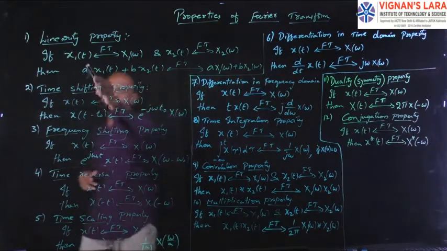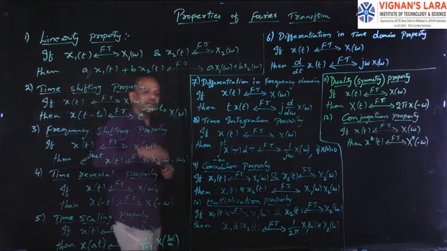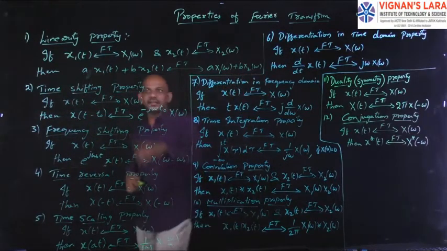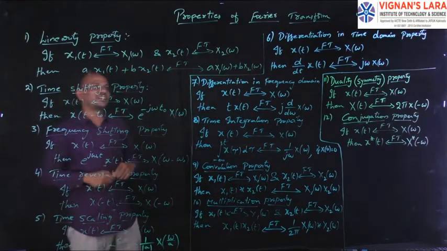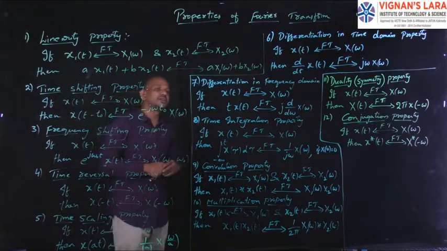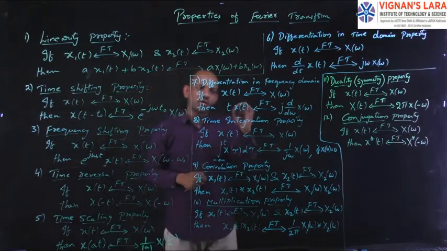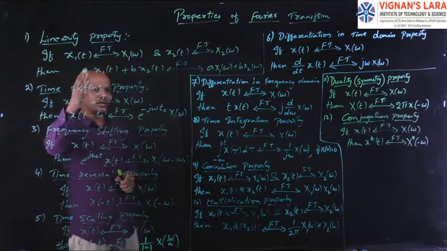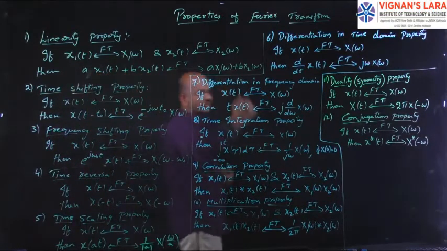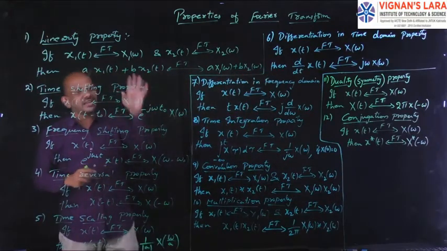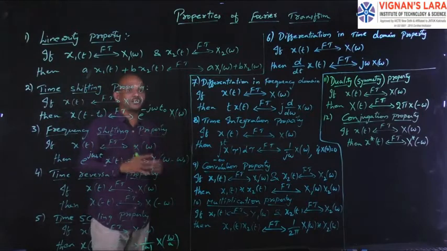Or simply, if x1 of t has a Fourier transform x1 of omega and x2 of t has a Fourier transform x2 of omega, then a into x1 of t plus b into x2 of t has a Fourier transform a into x1 of omega plus b into x2 of omega. Okay, so as I said, while going for the time domain I will use small letters, while going for the frequency domain I will use capital letters. Whenever there is a change I will say small and capital, otherwise I won't.